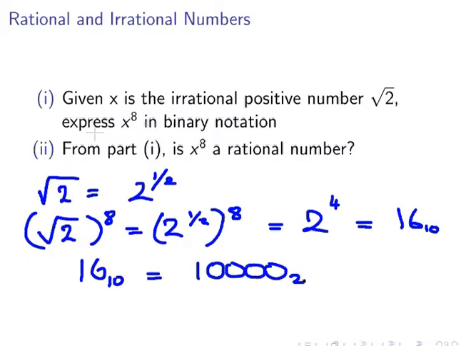Now, from part 1, is x to the power of 8 a rational number? Is 16 a rational number? It's written in base 10, but it's 16. Yes. So a power of an irrational number can be a rational number. For example, the square root of 2 squared is just 2. That is a rational number.